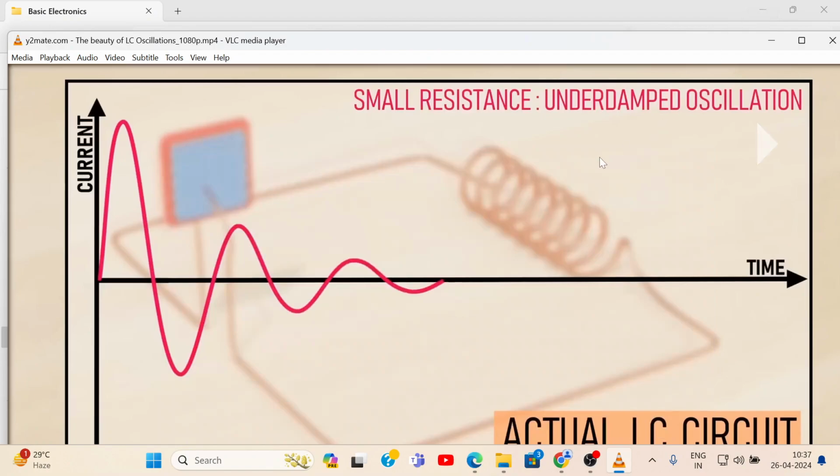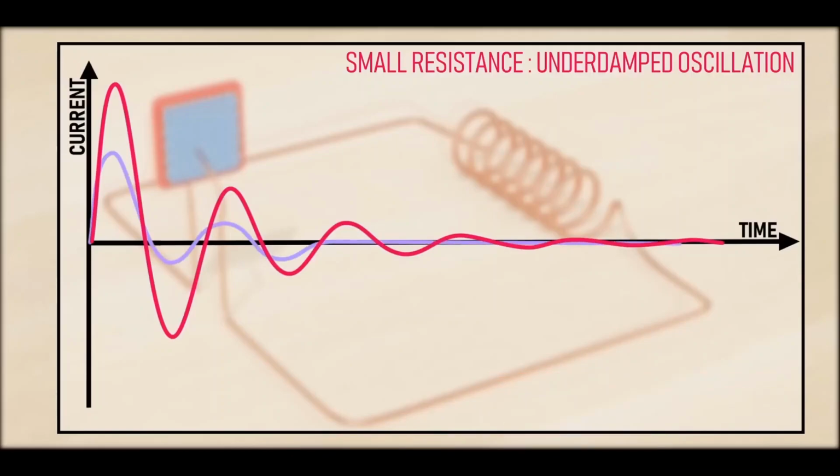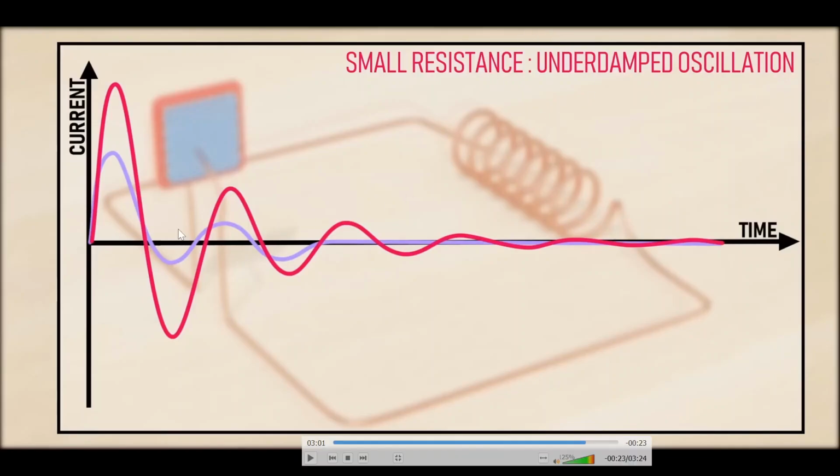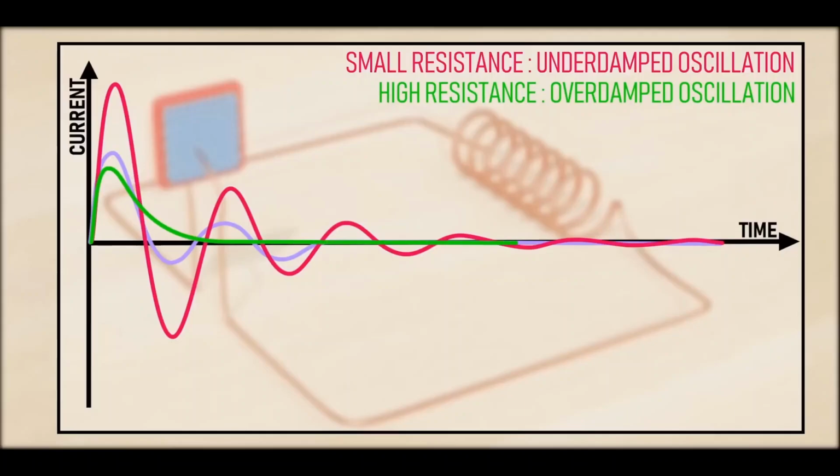In a practical circuit, the oscillations will die out eventually. As we increase the resistance, the oscillations die out very quickly. As you can see, if the resistance of the coil is more, the oscillations will die out faster. If we increase the resistance further to some critical value, there would be no oscillation at all. Underdamped LC circuits have many applications in industry.